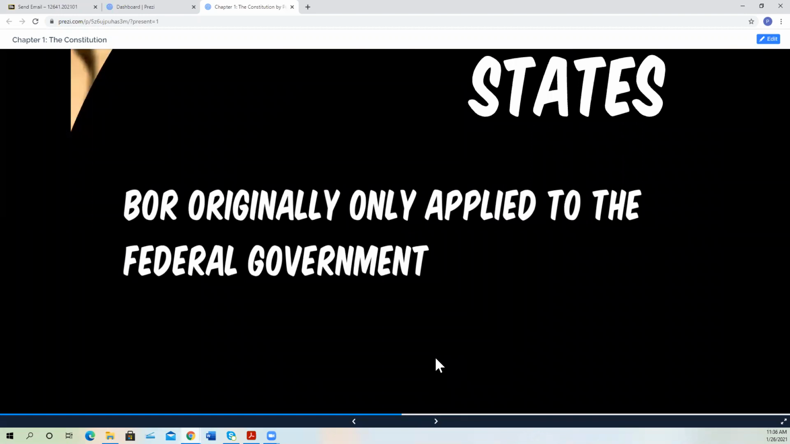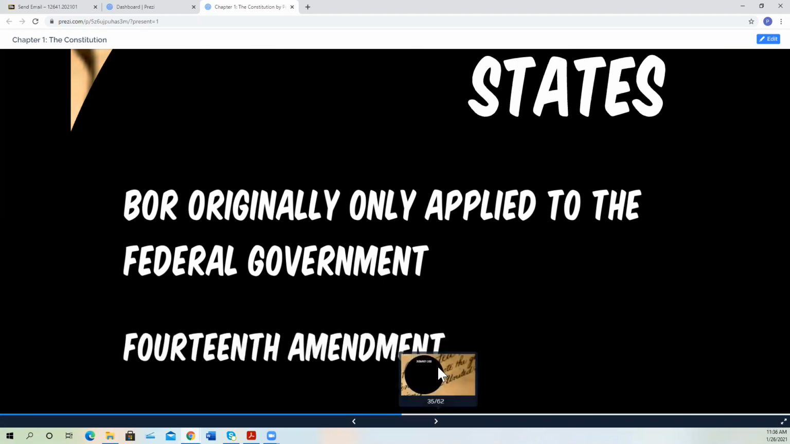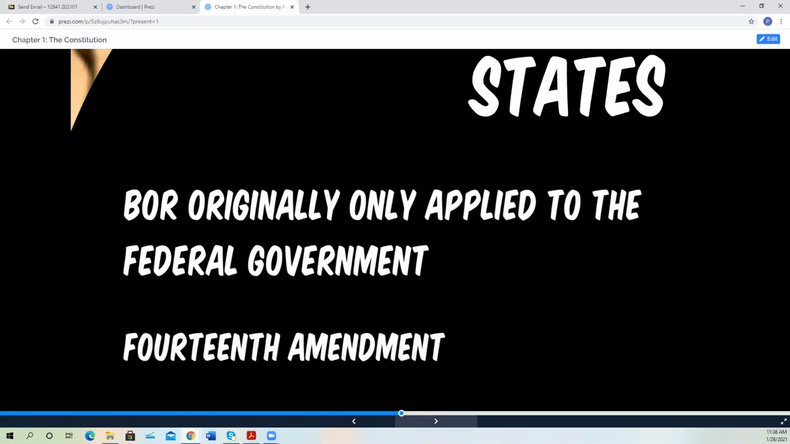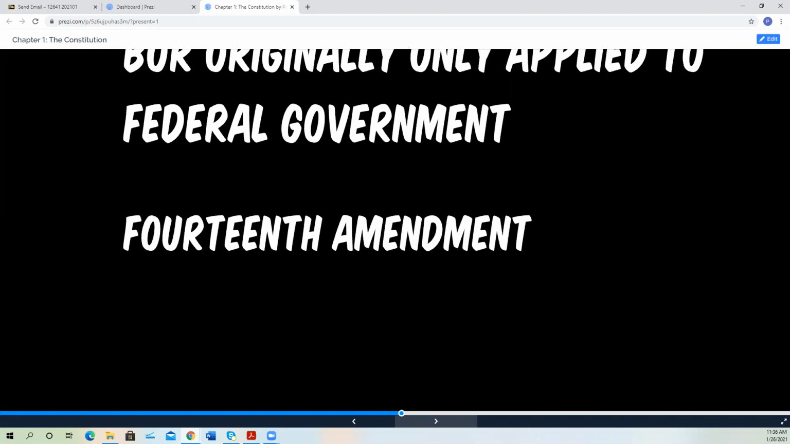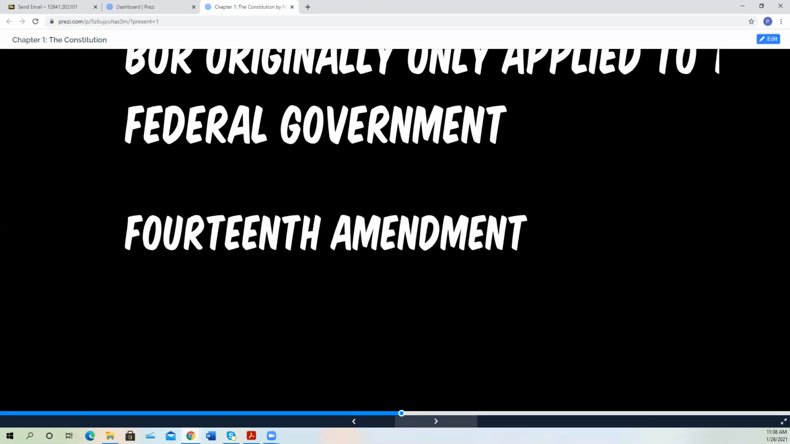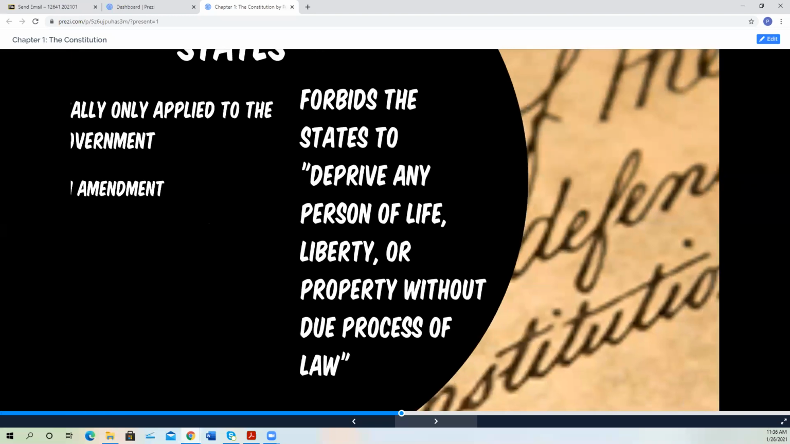So initially, for many years, the Bill of Rights only applied to the federal government, meaning the federal government could not violate your Bill of Rights or any of those amendments, but the states could. And because of that problem, we created the 14th Amendment. And we'll spend a lot of time on the 14th Amendment from here on out for the rest of this chapter.